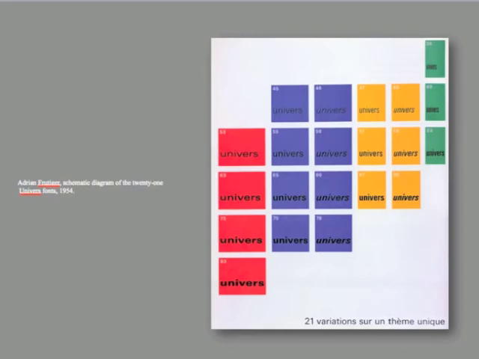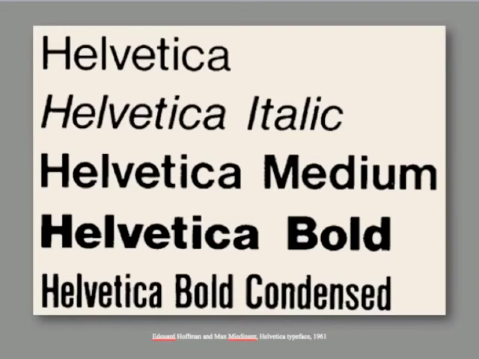The numerical nomenclature includes things like Universe 55 would be regular, Universe 65 would be italic, Universe 75 would be bold. And another one, of course, was Helvetica, which actually started out under a different name and has become probably the hallmark typeface of the International Typographic style.